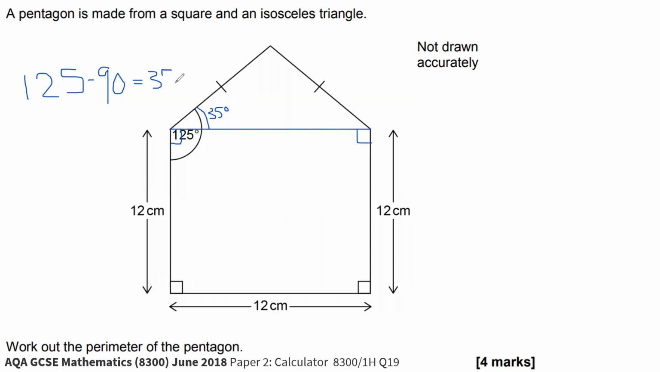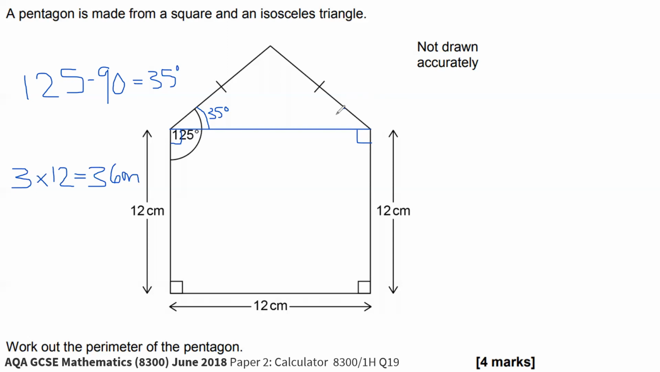So finding the perimeter of the section of the square, so these three sides, is quite easy. We know that the bottom half is going to be 3 times 12, which is 36 centimetres. But finding the length of these two sides is going to be a little bit more challenging.